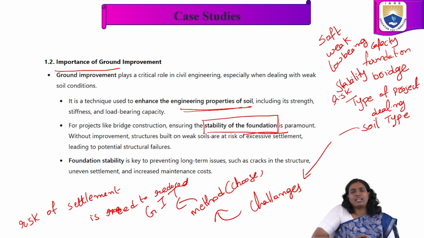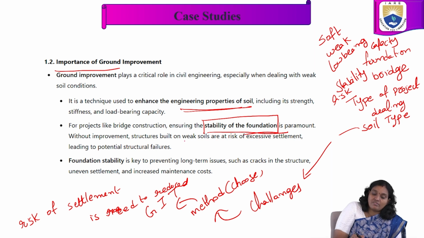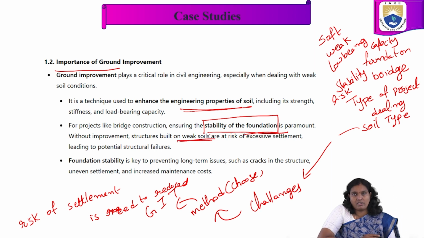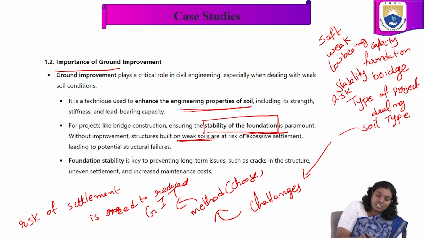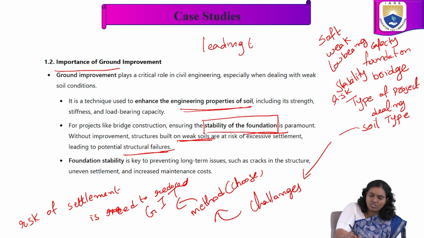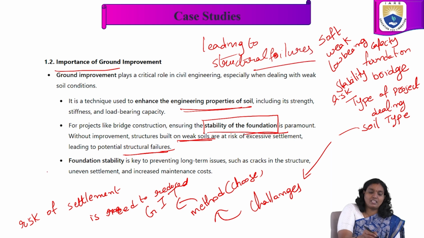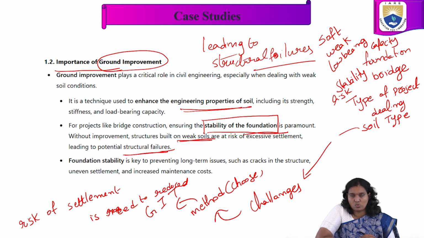Otherwise we are facing so many different practical scenarios. Without these improvements, structures built on weak soil run the risk of excessive settlement, leading to potential structural failures. Structural failure is the worst scenario for any civil engineer. That's why ground improvement techniques come into play, and they play a very crucial role in these types of scenarios.